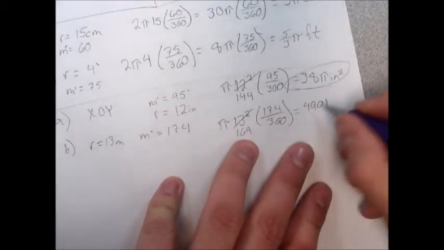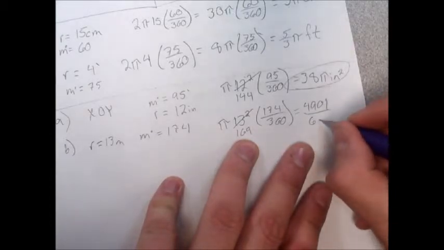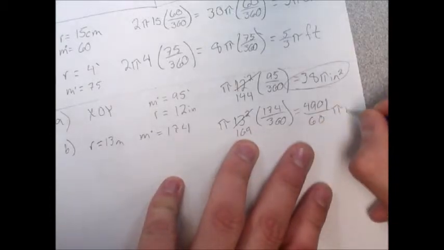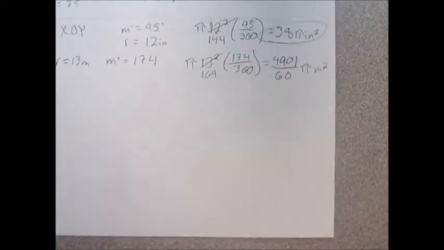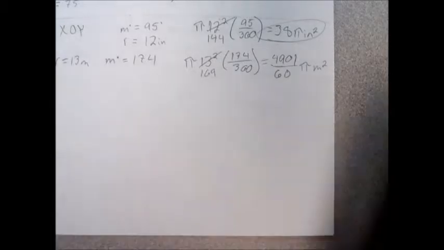4901 over 60 pi meters squared. I know somebody's going to try to write this down as a decimal approximation. Do not write things as a decimal approximation unless they tell you to. Okay? If they tell you to round it, of course, go ahead and round it. But in this case, they don't.